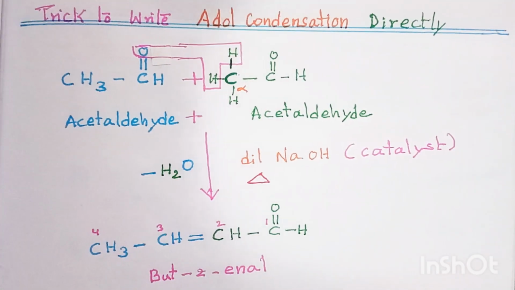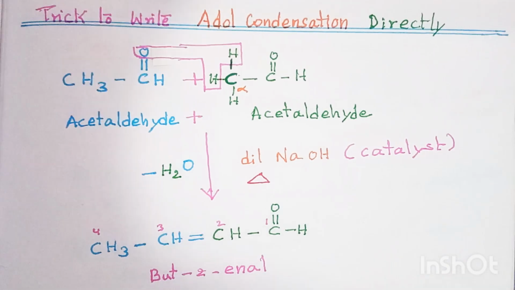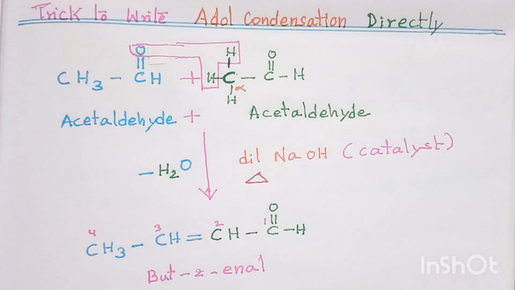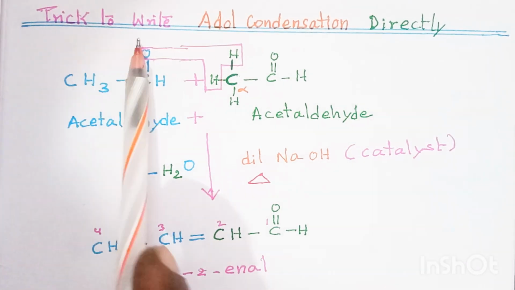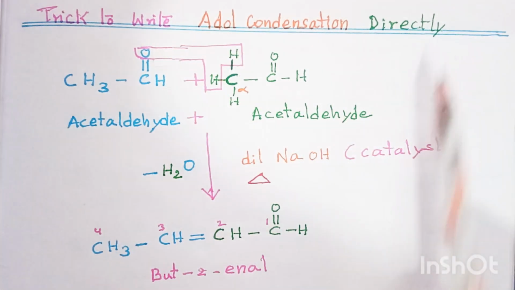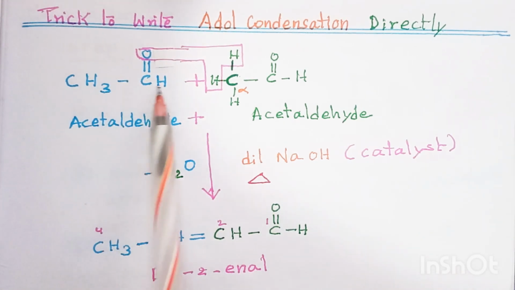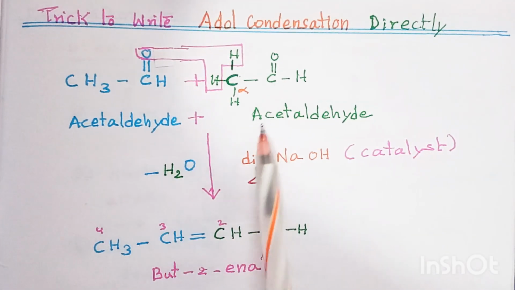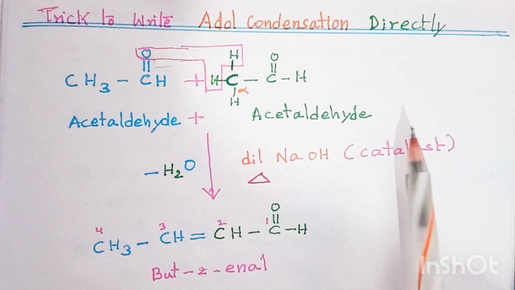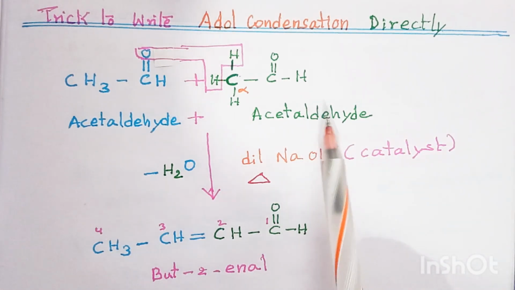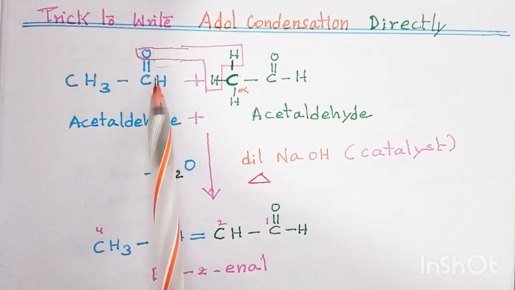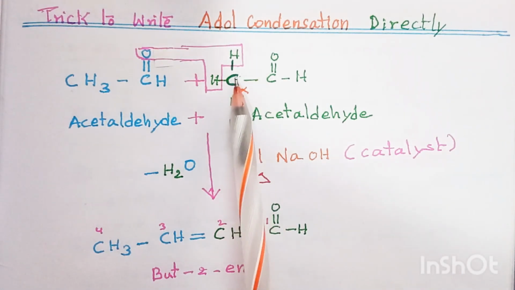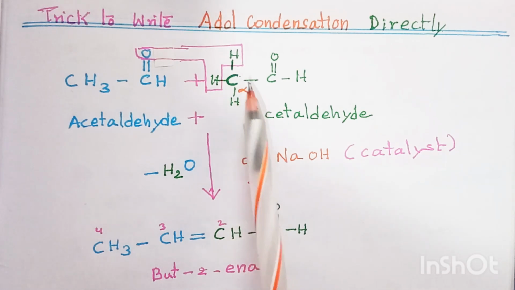Now let us see how to write aldol condensation product directly without writing aldol formation and then aldol condensation. So let us consider the trick to write aldol condensation directly. Here we have written one molecule of acetaldehyde in blue ink, another molecule of acetaldehyde in green ink for you to understand very easily. First molecule is CH3, C double bond O, H. This is acetaldehyde.